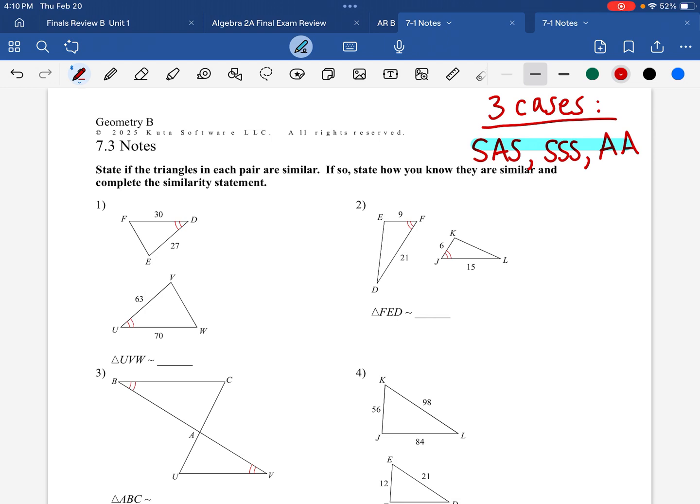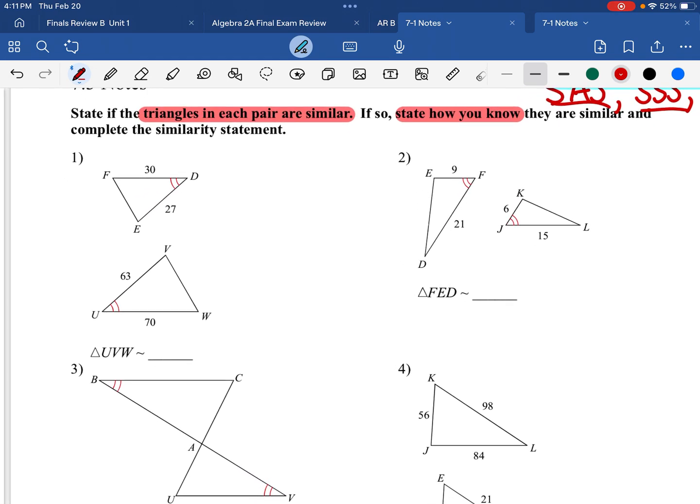We will see. But we're going to go ahead and be in 7.3. So if you're not in those notes yet, let's get there. Just like yesterday, we were talking about similarity. We're trying to see if triangles are similar or not, and if so, state how you know. That's going to be these three cases over here that I have written: SAS is side, angle, side, or side, side, side, or angle, angle. One of these three cases would help us prove that two triangles would be similar, okay?